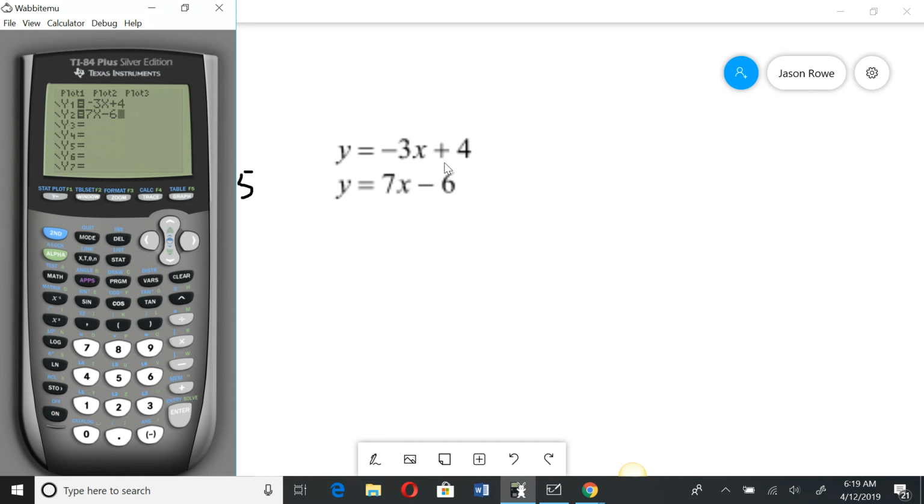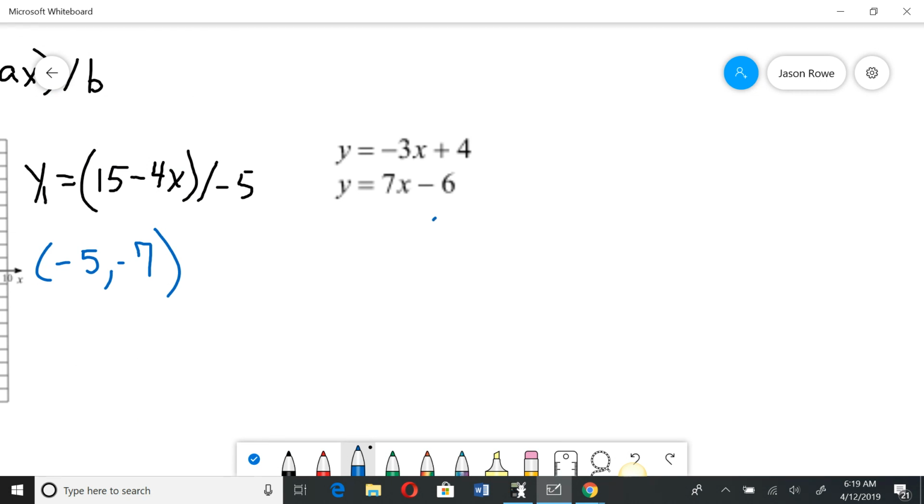And then I'm just going to ask it to find the intersection. So second trace, option 5. Let it pop up. And it's going to say first curve, second curve. Yes. 1, 2, 3. Look, the point of intersection is at 1, 1. You can check your work very quickly using this graphing calculator. If you didn't get 1, 1, then you know you need to revise your answer.